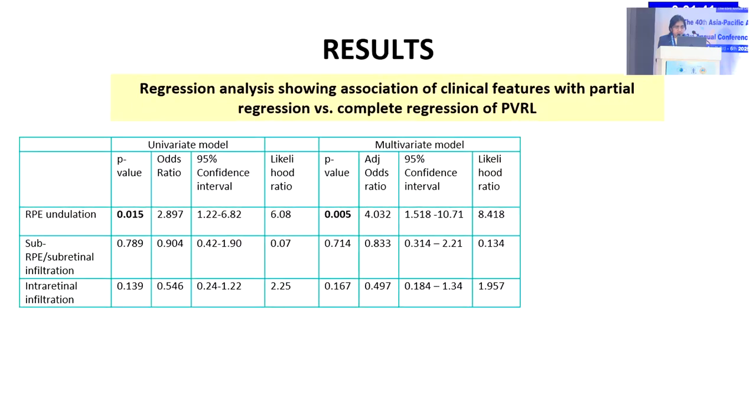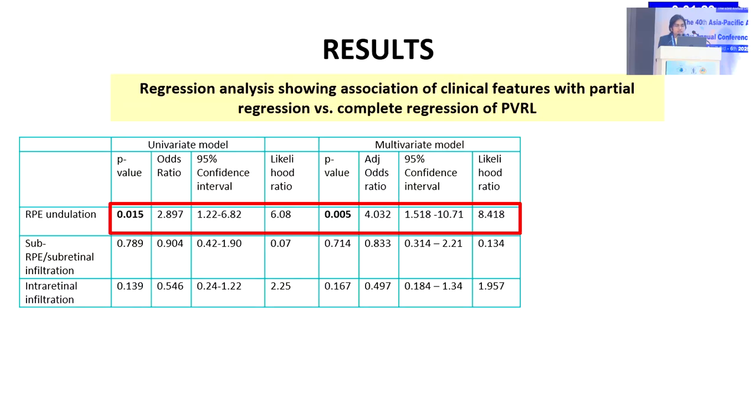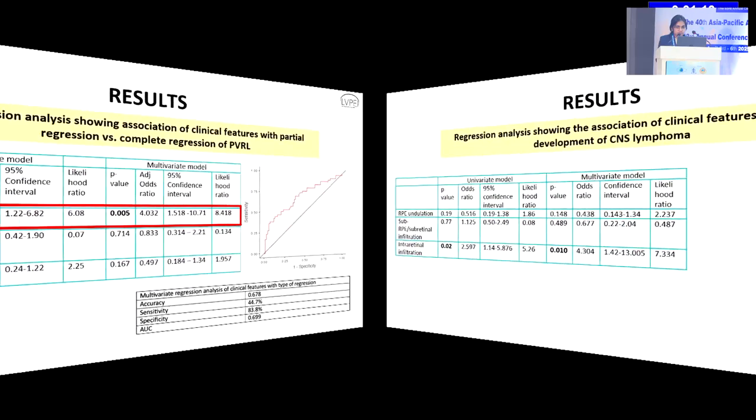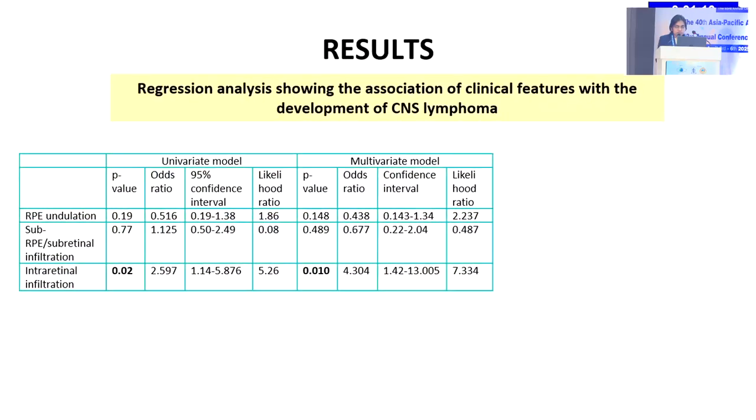In the regression analysis, when we estimated the association with the severity indicators, the first severity indicator was the partial regression versus the complete regression. Among that, RPE undulation showed a significant association with the partial regression of the disease, having a p-value of 0.005 on the multivariate regression analysis, with an area under the curve of 0.699, a specificity of 83.8% and a sensitivity of 44.7%. The second severity indicator was the development of CNS lymphoma.